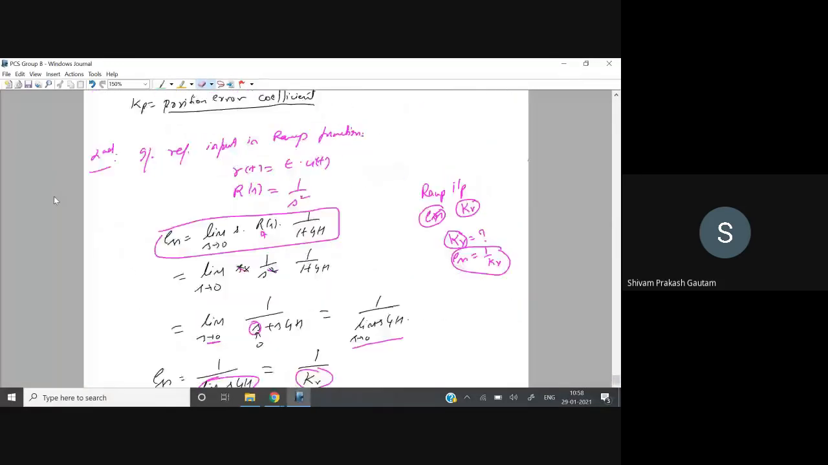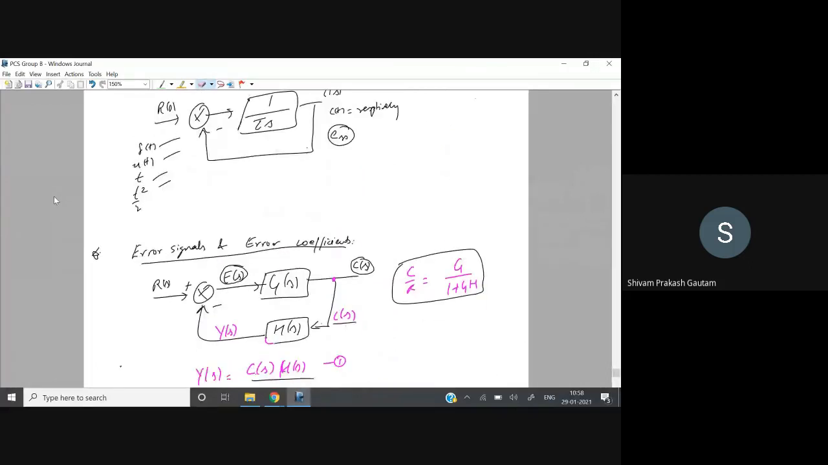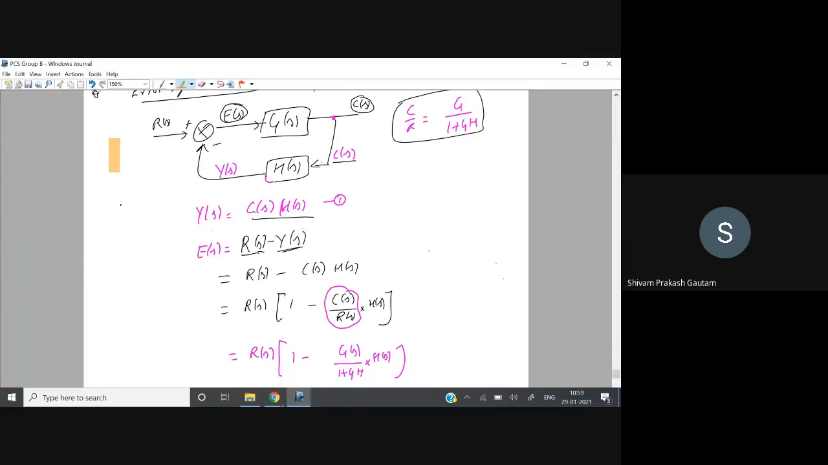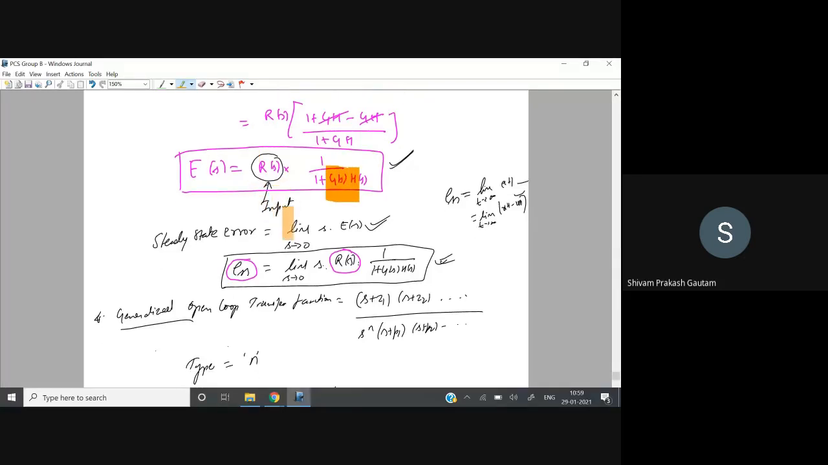Just check what we have done in today's class. We started with error signal and error coefficient, and we calculated how to calculate the error, that is R(S) into 1 upon 1 plus G(S) into H(S). G(S) into H(S) is the open loop transfer function, and R(S) is the input. What is steady state error? From the final value theorem, it is limit S tends to 0, S into E(S).